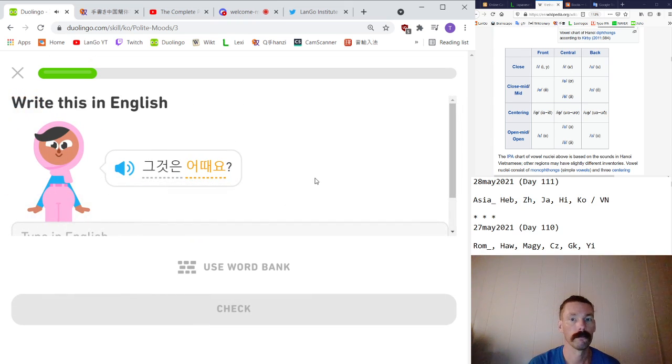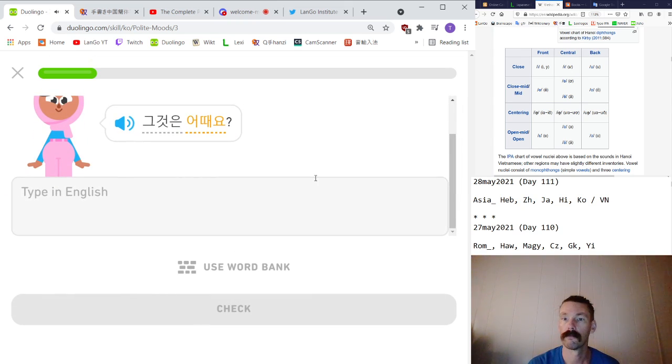Sometimes it's still difficult for me to tell the A and the O apart, which is weird because I don't have any problem with A and O in English. Well, our O is a diphthong. Might be one factor.